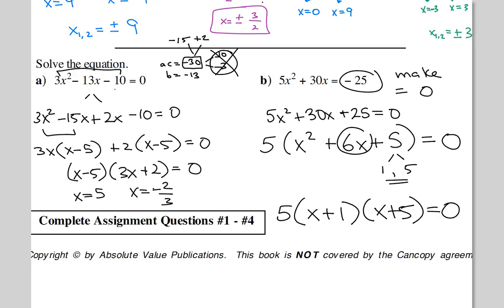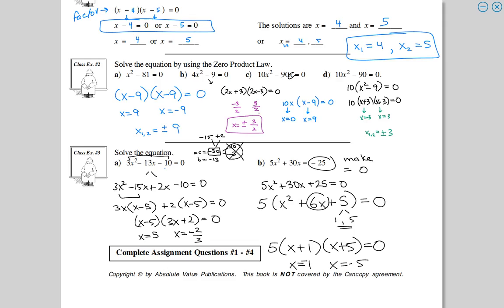Okay, so do I have an answer from the first term, 5? There's no x, so there's no answer from the first term. The second term has an answer and the third term has an answer. They are -1 and -5. Good job, you guys.